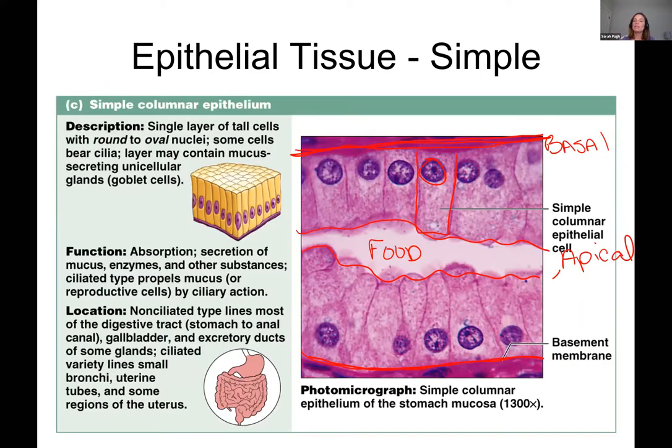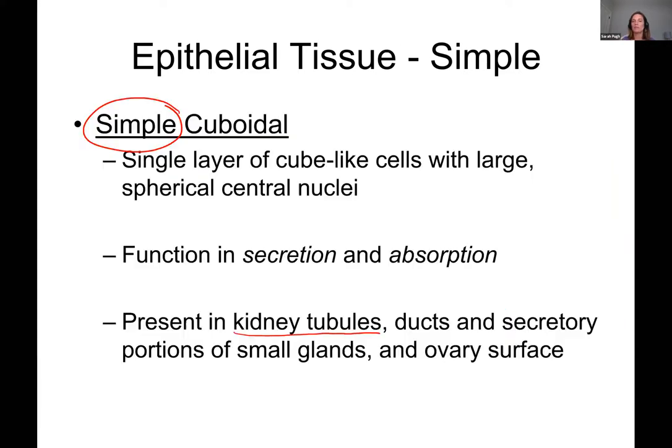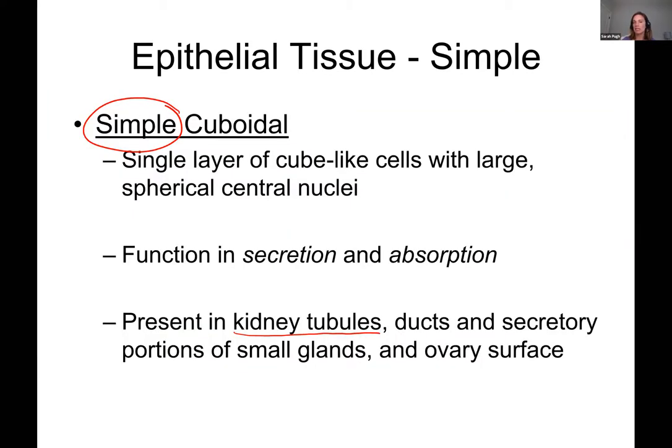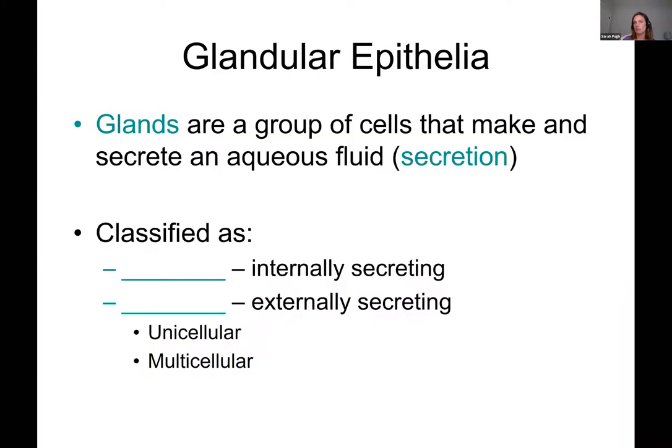This one is simple columnar, 1 cell layer thick, column shaped. Simple cuboidal, 1 cell layer thick, cube shaped. And simple squamous, 1 cell layer thick, flat. So these are really easy, I think. Just be descriptive and you'll be able to identify the type of tissue.